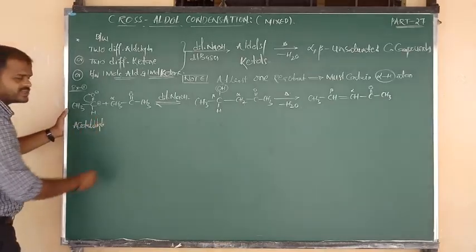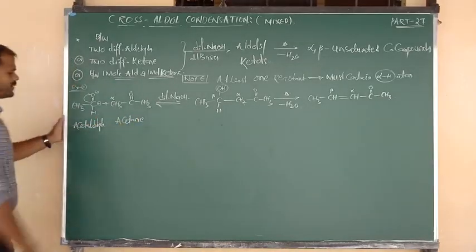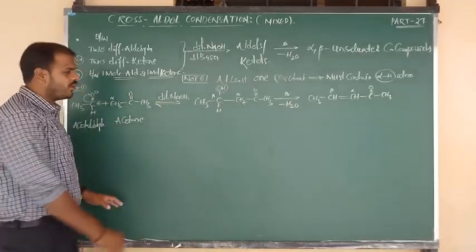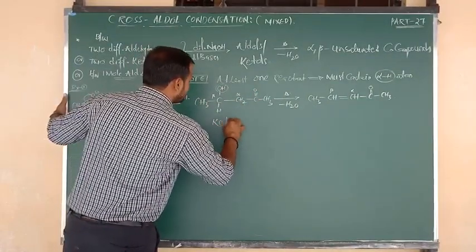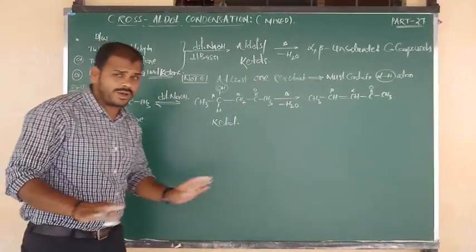And what about this reactant? Acetone, and also we can say propanone. So acetaldehyde upon condensation with acetone in presence of dilute NaOH forms a beta hydroxy ketone, and simply we can say a ketol. If you want, you can write the IUPAC name also as you wish.